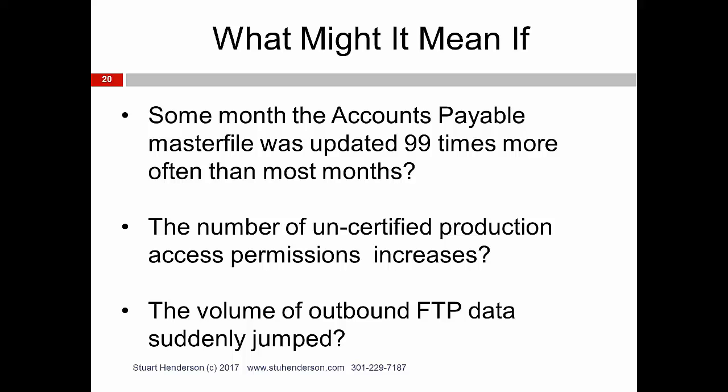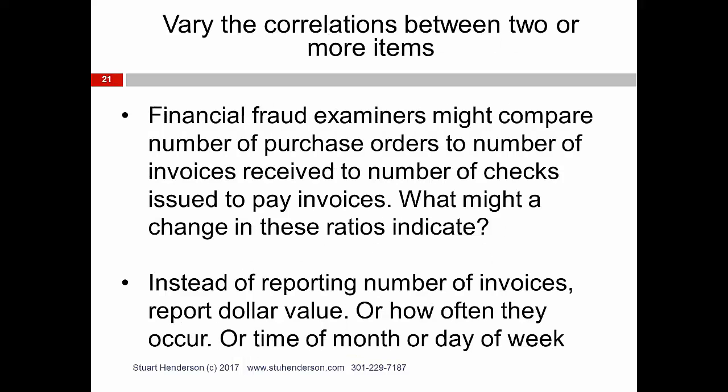What might it mean if some month the accounts payable master file was updated 99 times more often than most months? What might it mean if the number of uncertified production access permissions suddenly increased? Or if the volume of outbound FTP data suddenly jumped? And when you think about some of the sensitive information that has been hijacked from computer systems and ended up in the newspapers, that gets really interesting.